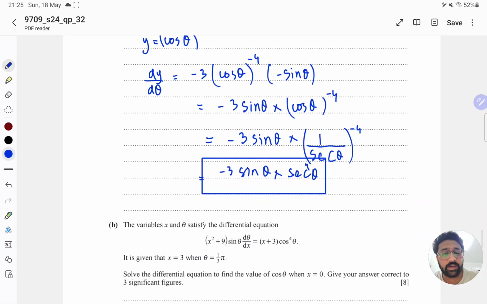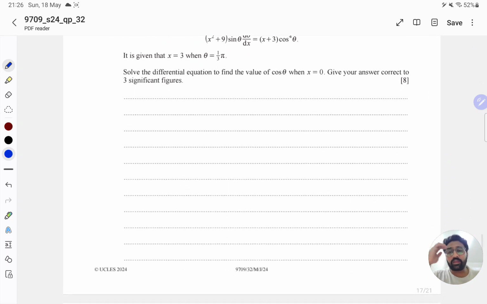Let's move to the next part. Yeah, but there was a negative here as well, na? So this negative and this negative, they become positive, and let's move to the next B part.